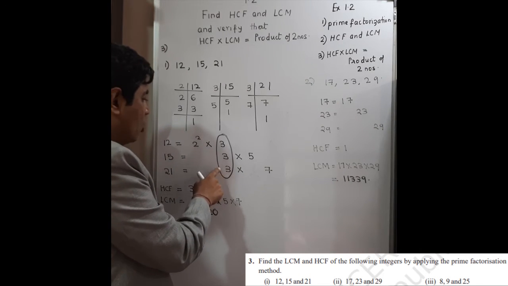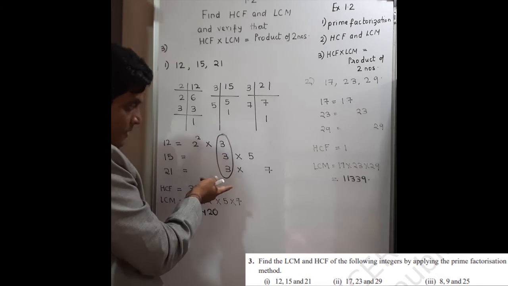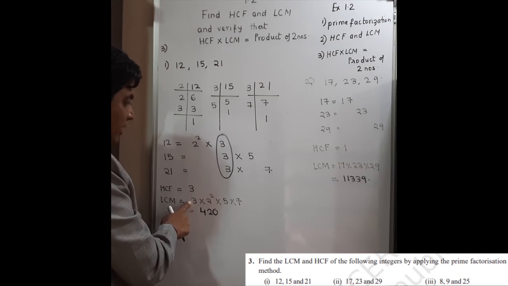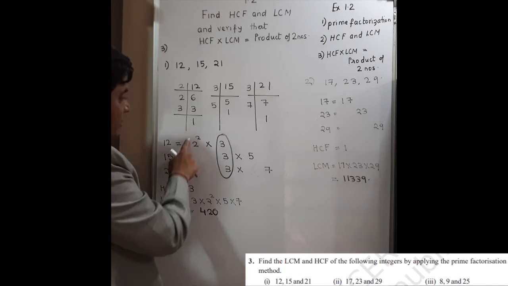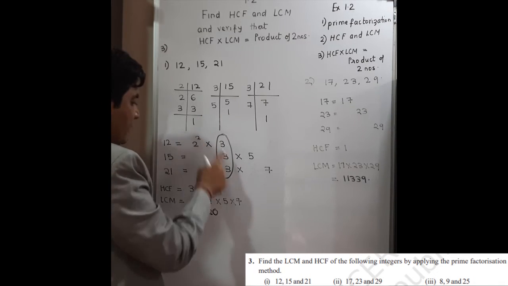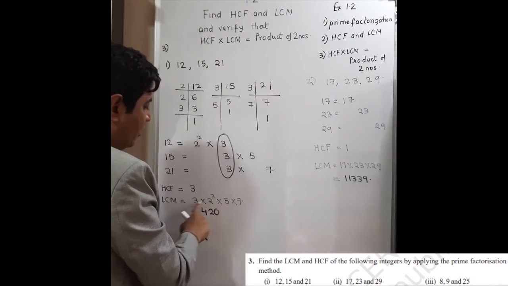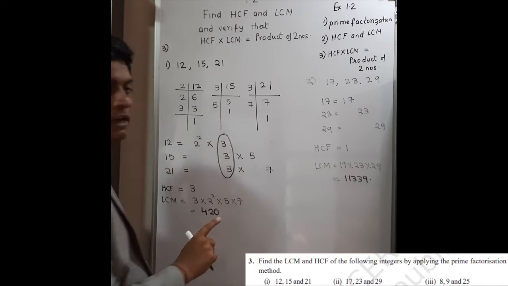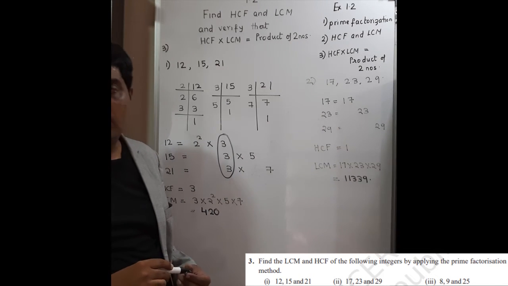For LCM what I have to do? I have to select the common factor with the largest power. Here largest is also 1. So 3 multiplied by whichever are the uncommon factors, I have to select the highest power of that. So I will select 2 square, 5 and 7. When I multiply all of them, I will get 420. Okay.